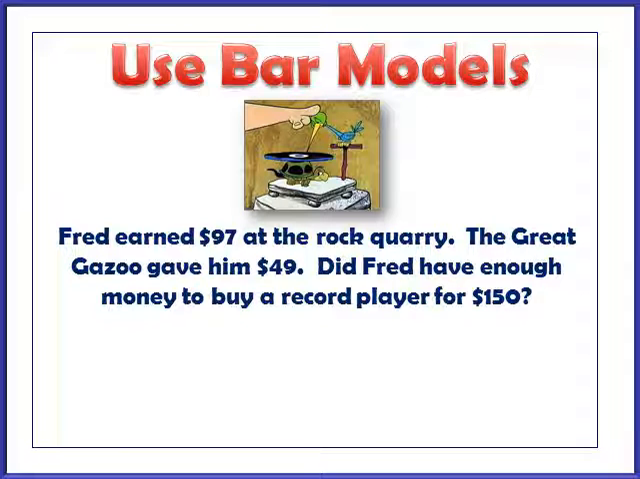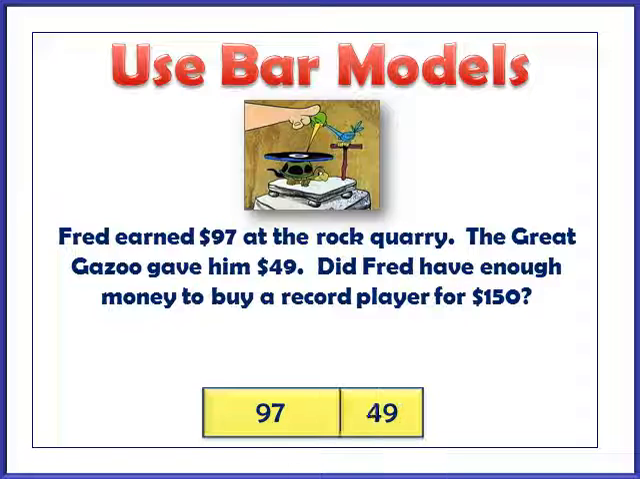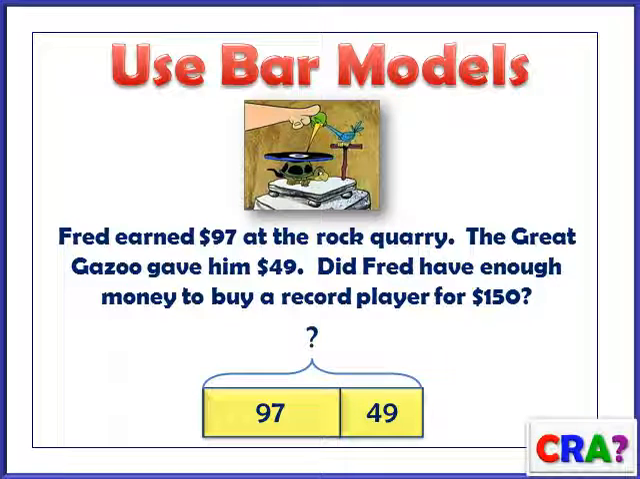Another tool that students could rely on are bar models. This problem says Fred earned $97 at the rock quarry. The Great Gazoo gave him $49. Now we want to know if Fred had enough money to buy the record player for $150. So Fred earned $97. The Gazoo gave him $49. Did he have enough money for the $150 record player? Again, is this concrete, pictorial, representational, or is it abstract?